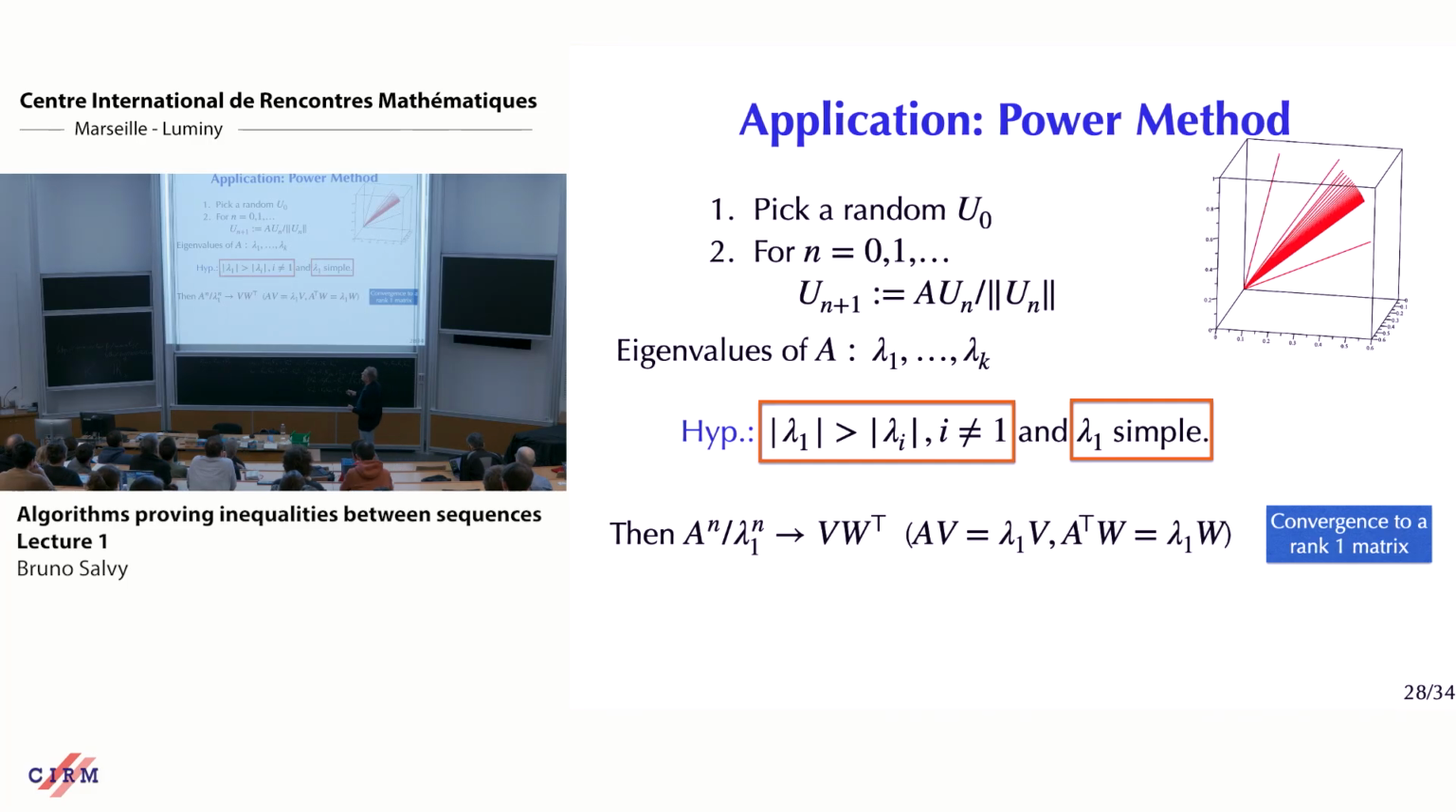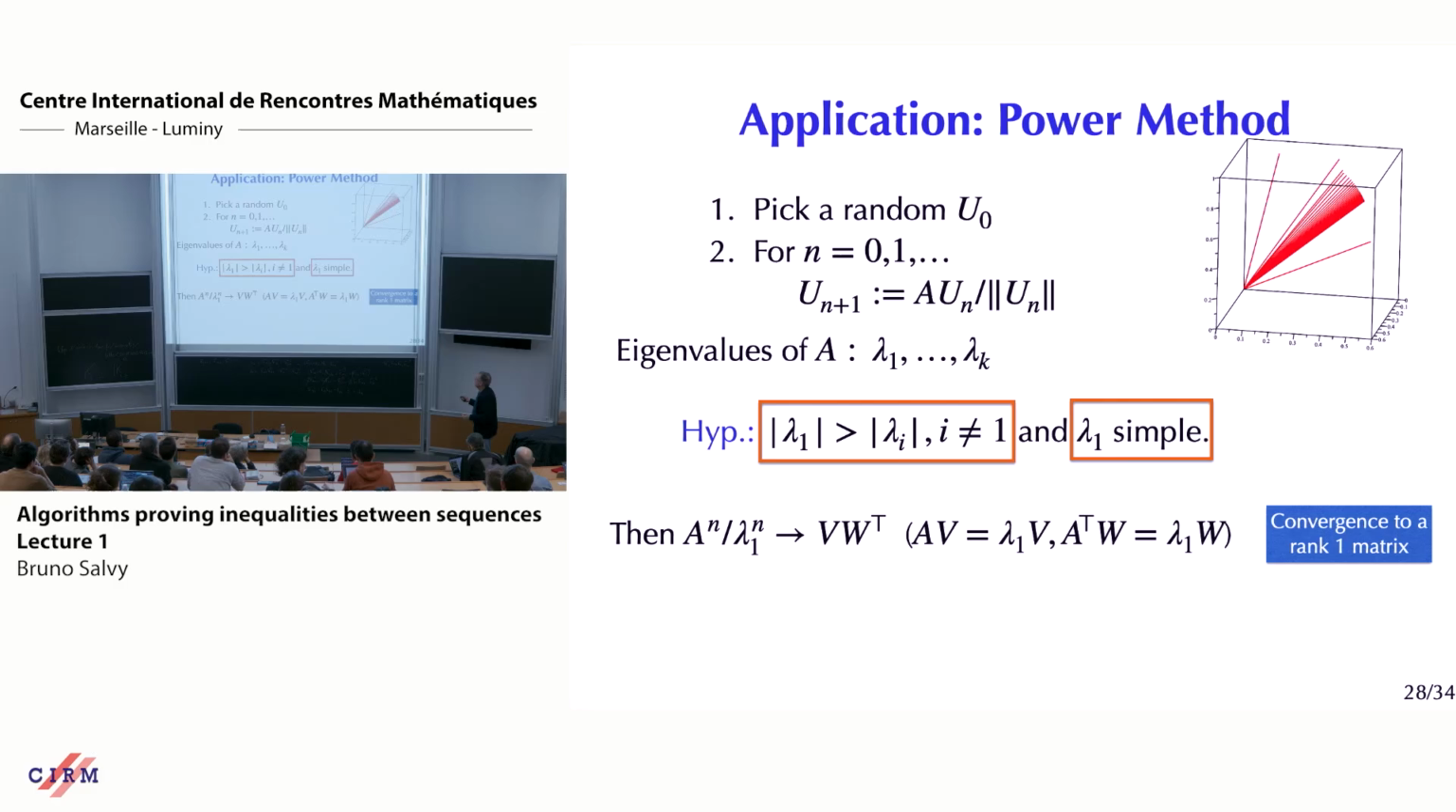I will show that if you take this matrix A, so it's a constant matrix, then A^n divided by lambda_1^n, lambda_1 the dominant eigenvalue, converges to a rank 1 matrix V times transpose of W, where V is an eigenvector of A on the right, and W is an eigenvector of A on the left.